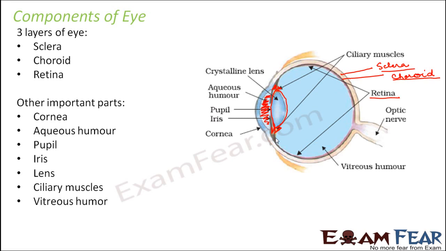Next is the vitreous humor, that is the fluid which fills this entire space inside the eye, behind the lens and the retina. So this is the lens, and then this is the retina, the innermost layer. In between there is nothing, only a gel like fluid. So that gel-like fluid is known as vitreous humor. So that is vitreous humor.